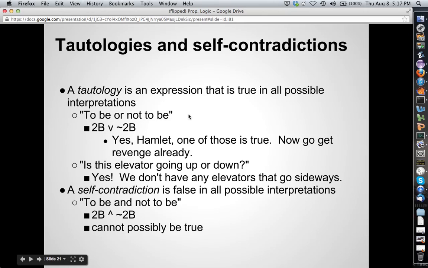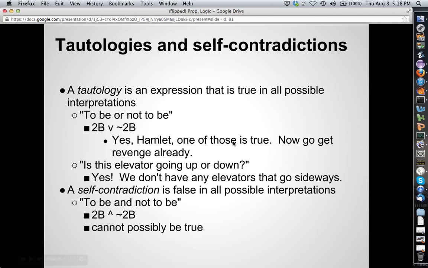To be or not to be, another famous one. If you ever get on an elevator, like at a math conference with a bunch of mathematicians, and you say, "Is this elevator going up or down?" They'll always answer yes. And you'll be like, what? And they're like, well, we don't have any elevators that go sideways, so this elevator's either going up or it's going down. One of those must be true, so clearly, the elevator's going up or down. So it doesn't matter what interpretation, both of those are going to be true.